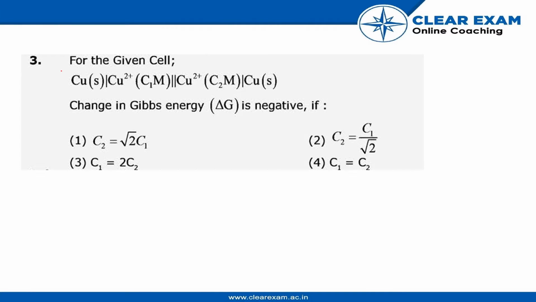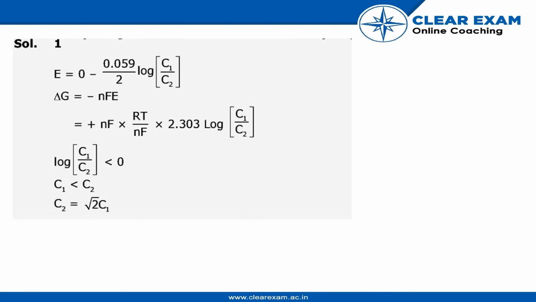So in this question we have a cell given: Cu(s) | Cu2+ (C1 M) || Cu2+ (C2 M) | Cu(s), and we have to find, if delta G is negative, which of the following is correct.